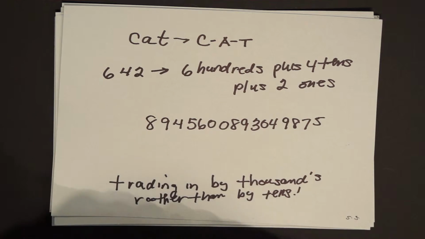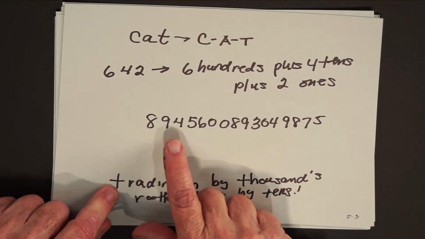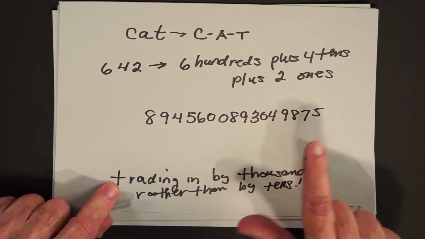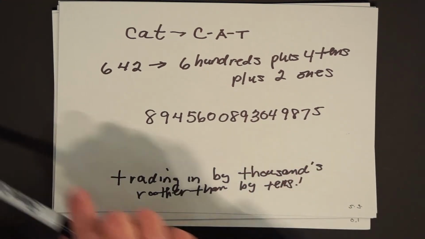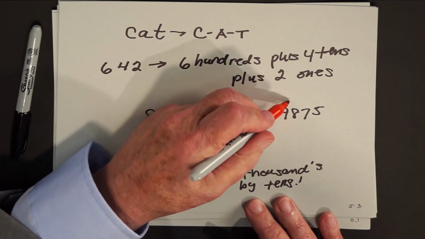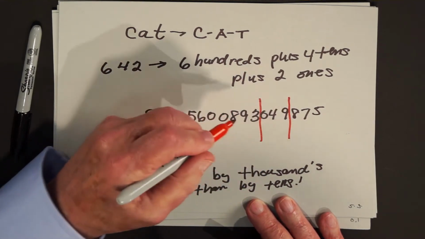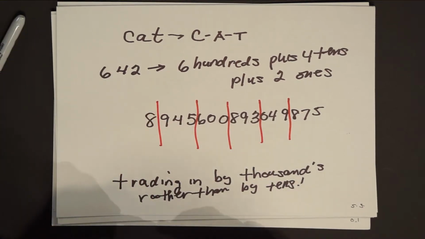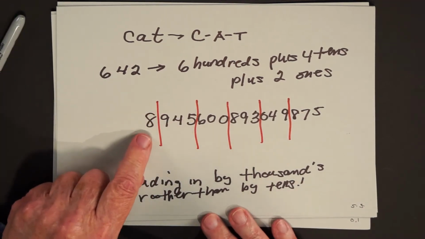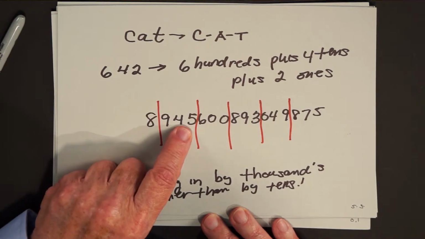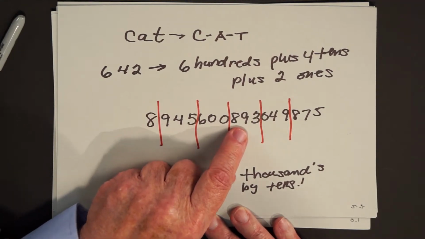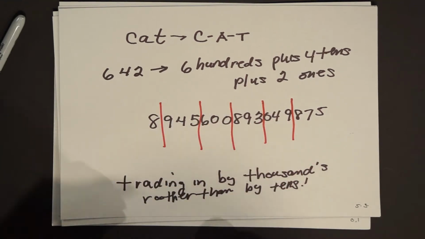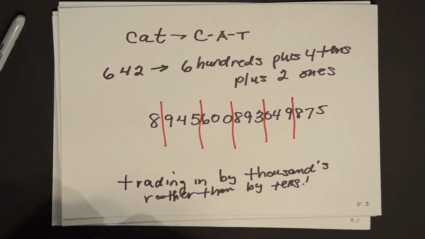So what they did next is if you had a number like this, 89456008993049875, they basically counted off in groups of 3 digits. And as we say, reading between the lines, what do you see here? 89, 945, 600, 893, 049, 875. But we don't have any names for these nouns yet.